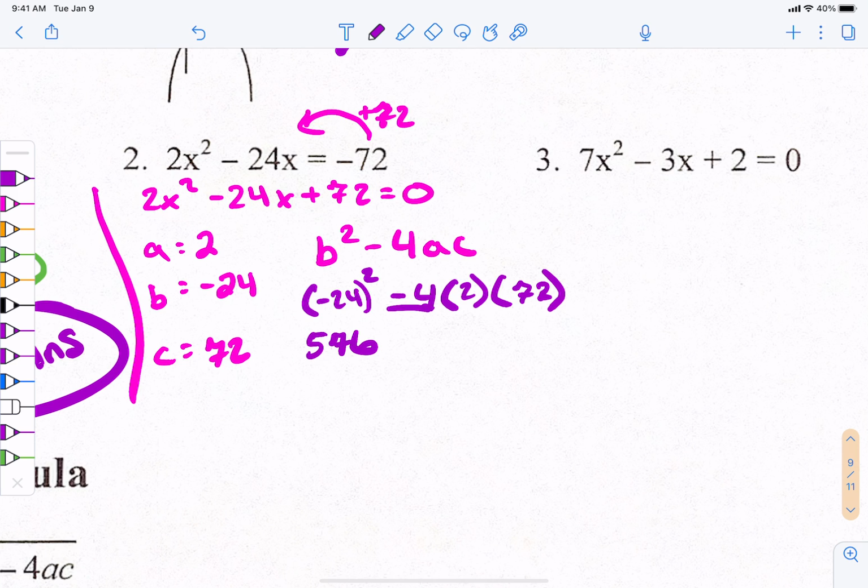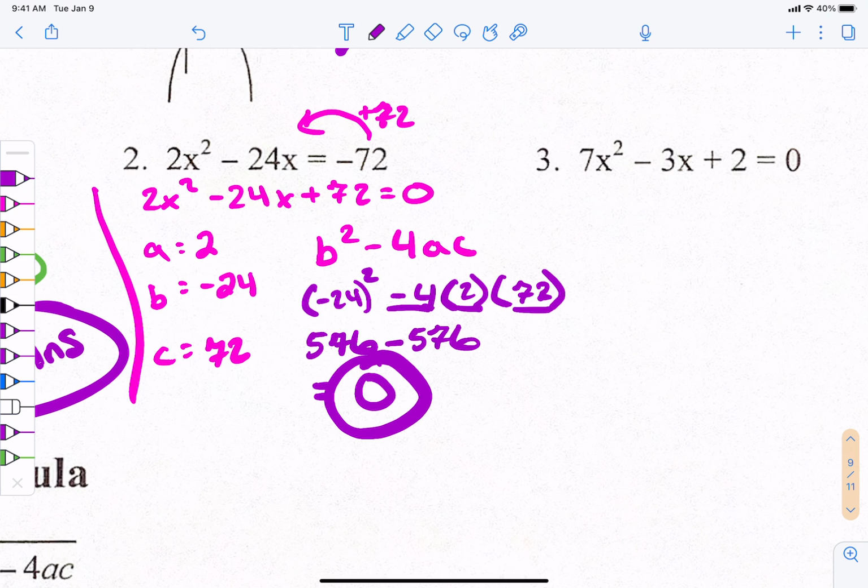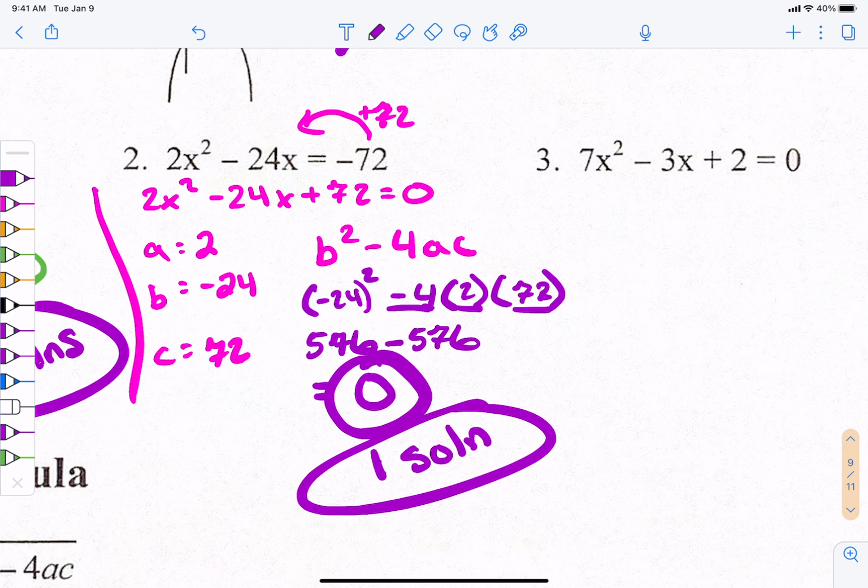What is negative 4 times 2 times 72? Negative 8 is the first part. 8 times 72 is negative 576. So the discriminant is 0. So how many solutions? One solution. This guy's going to touch the x-axis and then go back up.